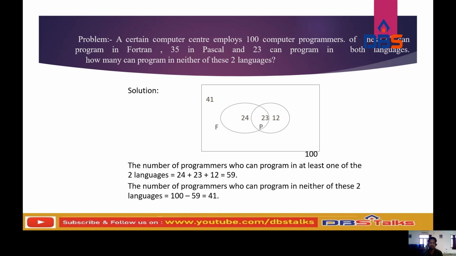Next problem. A certain computer center employs 100 computer programmers. Some members can program in Fortran, 35 in Pascal, and 23 can program in both languages. How many can program in neither of these languages? In total, there are 100.